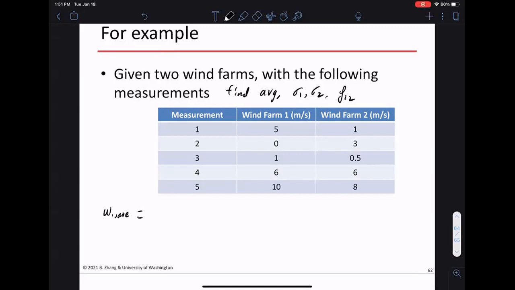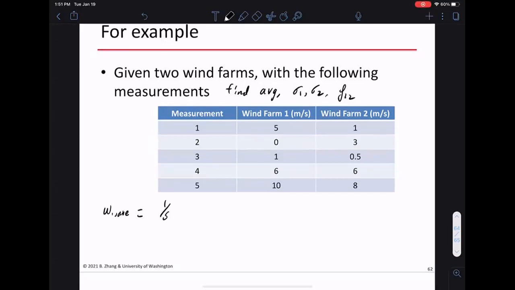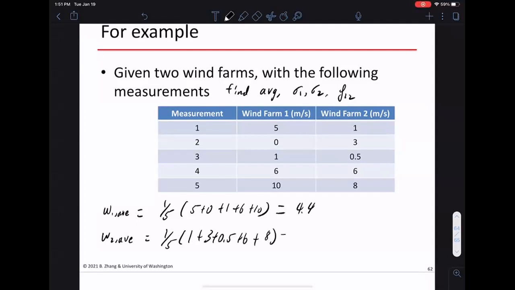So this average is 1/5 times (5 plus 0 plus 1 plus 6 plus 10). Right, so this is my average for the first one. This is 4.4. And then for the average for the second one, again, we ignore the fact that we have an additional wind farm here. We'll simply add them up. Add this up, we get 3.7.